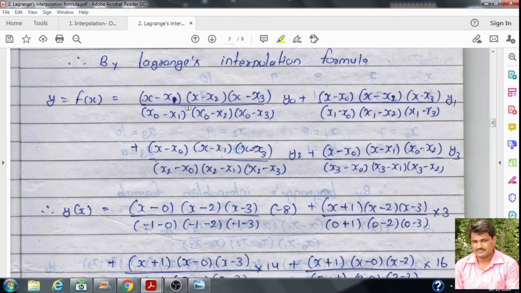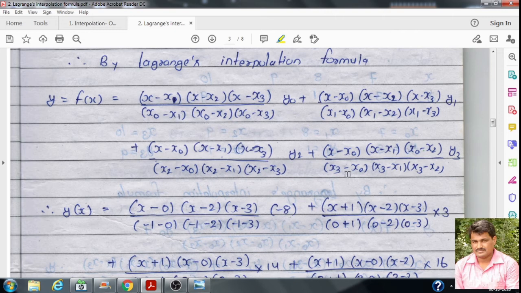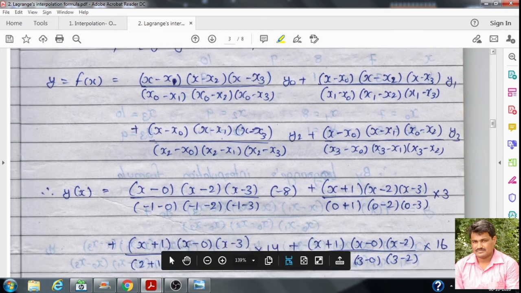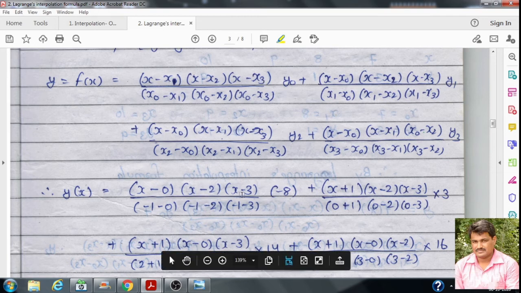After that we simplify every term. Here we are not taking the values of x. Here we want a separate polynomial. Hence we keep this x on the right hand side as it is. Then by the observation, in the numerator, x minus x1 means the first point is -1, the second point is 0. Hence we write x minus 0. Then x minus x2 means x minus 2. X minus x3 means we consider x minus 3, divided by x0 minus x1. First point minus second point.